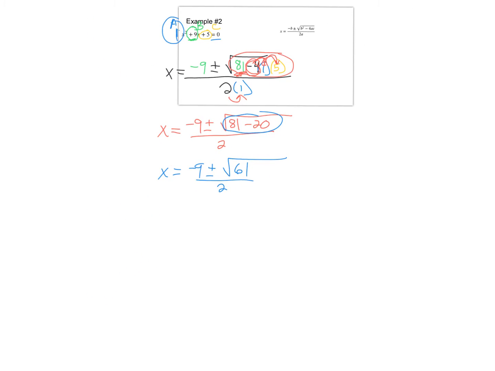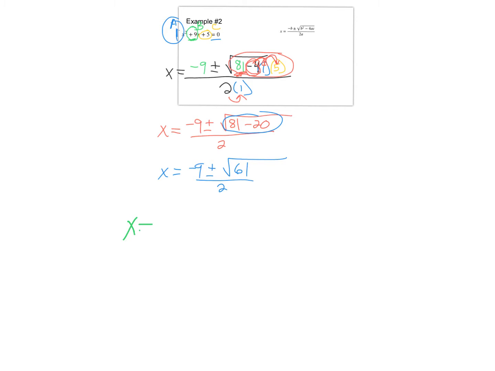Shrink this down. Now here's where your calculator comes in, because if you're thinking, oh geez, square root of 61, I'm not really sure what that is, because it doesn't come out nice. That's why you're not sure. Okay, so here we go. On your calculator, we are going to do the square root of 61. I'm going to round that answer to 2 decimal places.